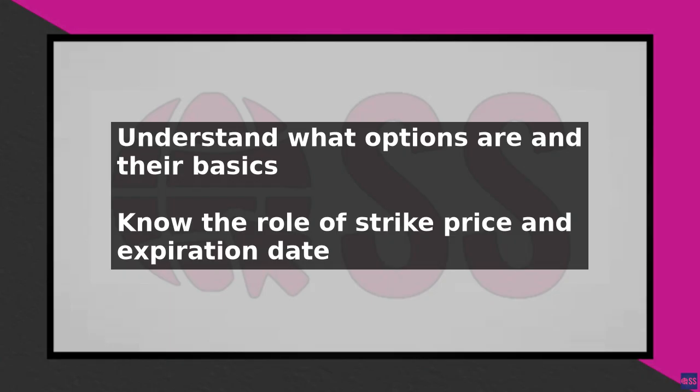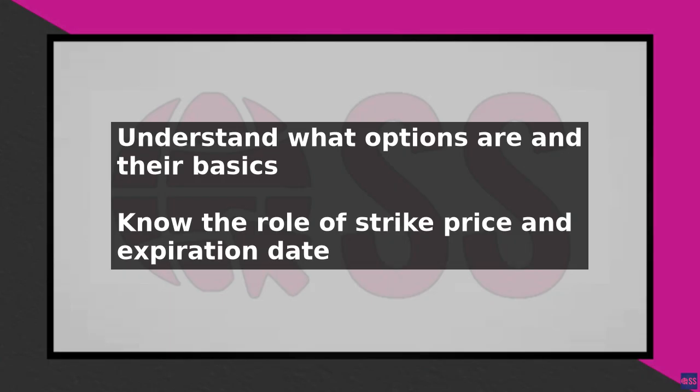First, it is essential to understand what options are. Options are contracts that give the buyer the right, but not the obligation, to buy or sell an underlying asset at a predetermined price, known as the strike price, before a certain date, known as the expiration date.